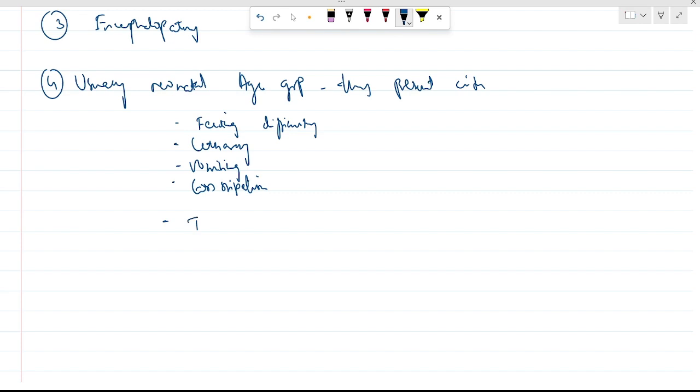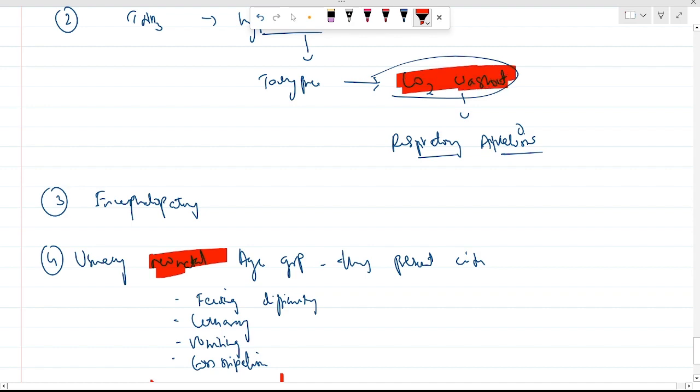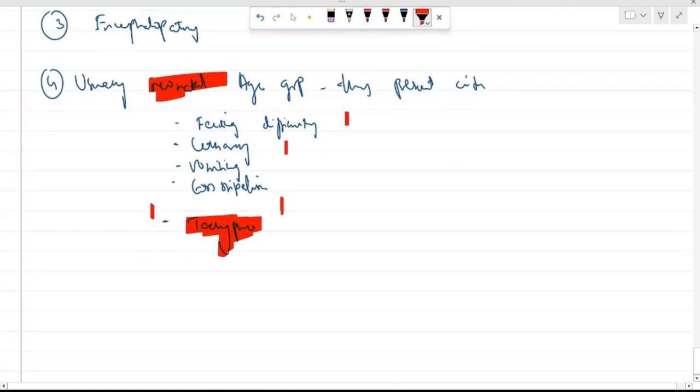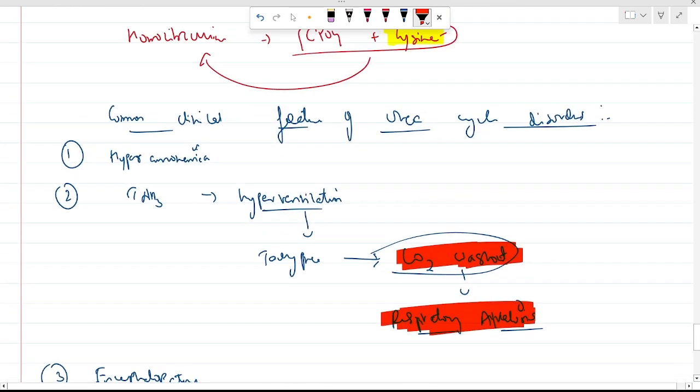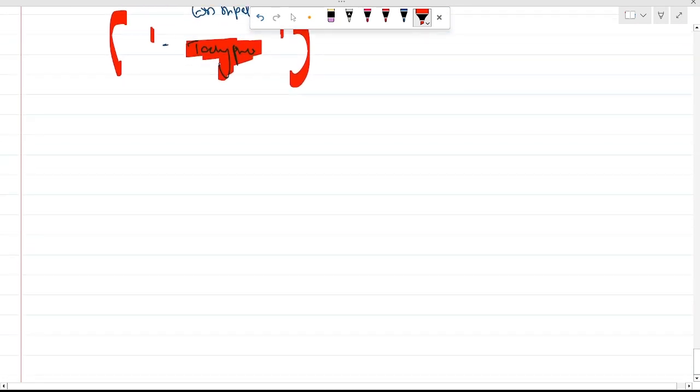The most important feature here will be tachypnea. Tachypnea is the most important feature in the neonatal age group, which will lead to CO2 washout and respiratory alkalosis in the neonates. Also feeding difficulty, lethargy, vomiting and constipation, but tachypnea is the most important. Also encephalopathy and hyperammonemia will be seen. Moving on to the treatment.